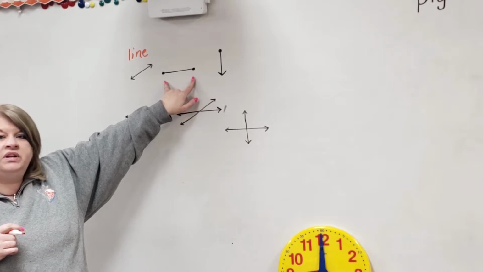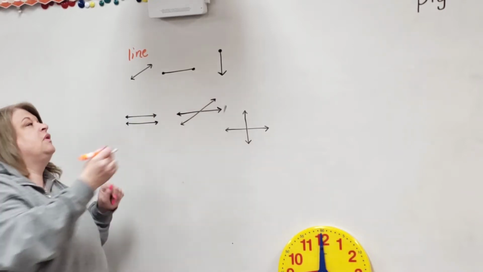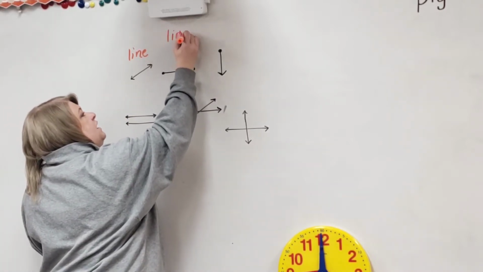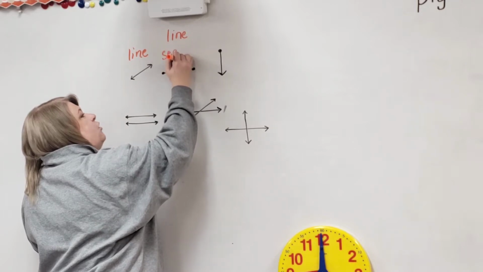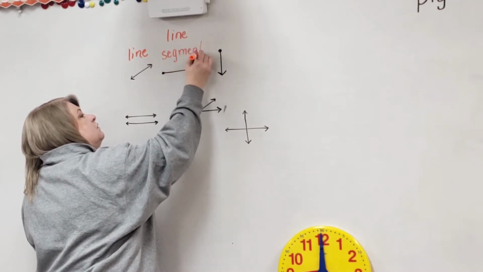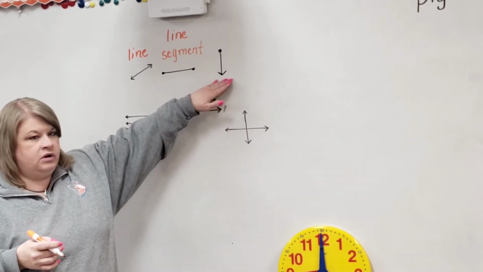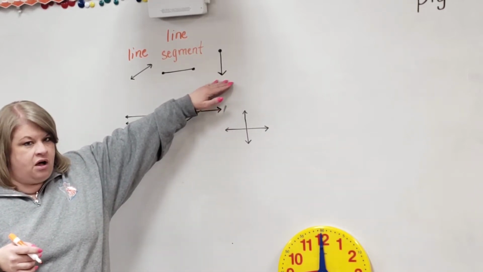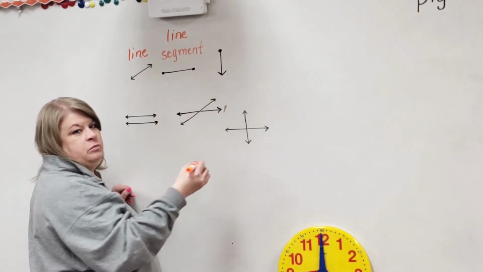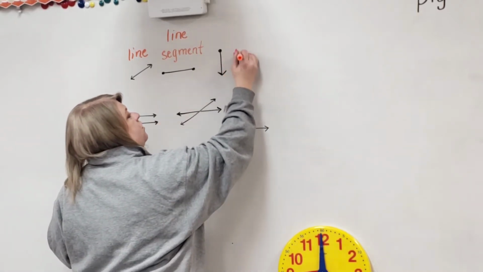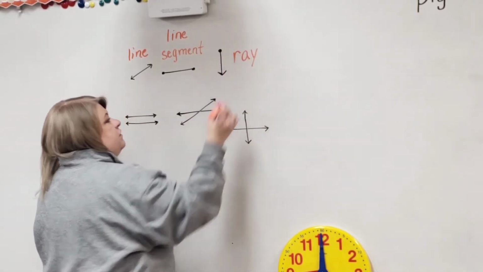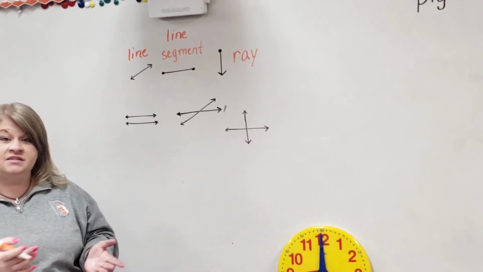Stop signs. What do we call that? We call that a line segment because it is only part of the line. It's just part of it. What about this figure with one of each? Who remembers? It's called a ray. Those are our three basic kinds of lines.